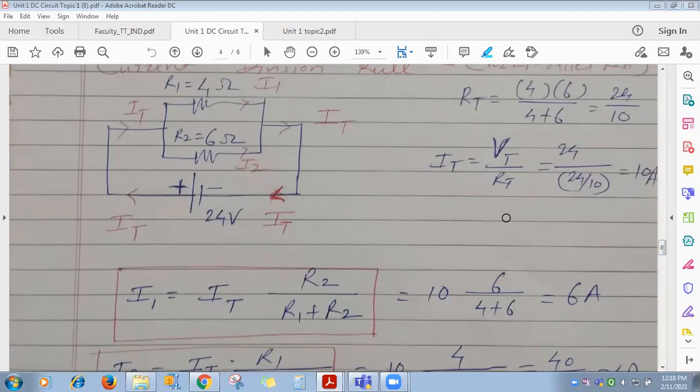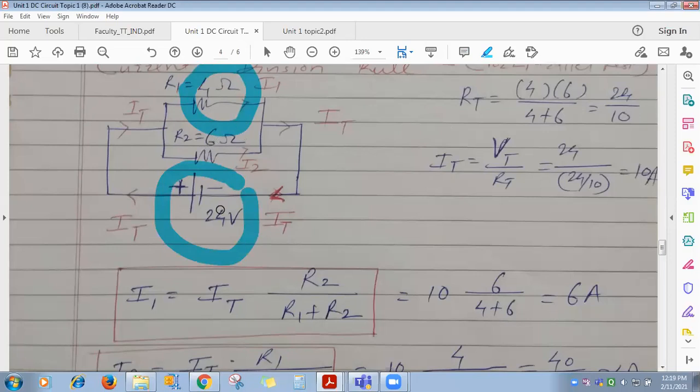See, this is an example. A simple example I considered to know how to use the current division rule. Another option is also there. Voltage drop across the 4 ohm is 24 volt. So 24 divided by 4, that is 6 ampere. Same thing for 6 ohm also.